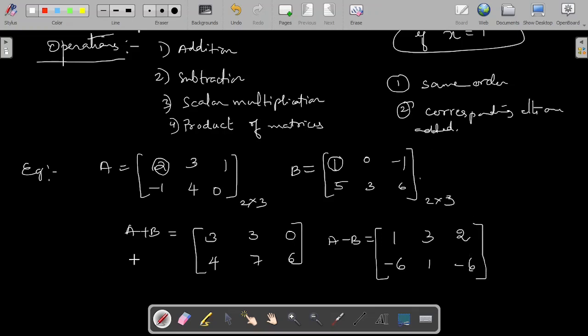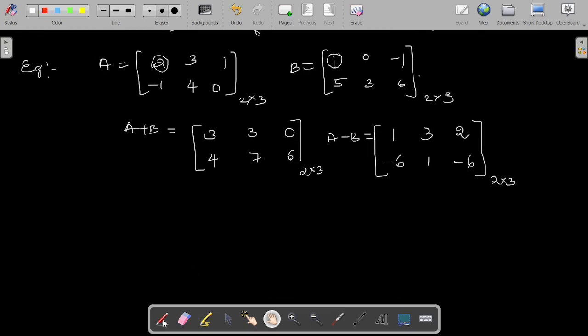So in the case of addition and subtraction, order of the answer is also same as the given matrix. Order won't change. Now scalar multiplication means every entry of the given matrix is to be multiplied with the scalar. Say for example, this is the given matrix A. K into A means every element of the matrix A is multiplied with the K.